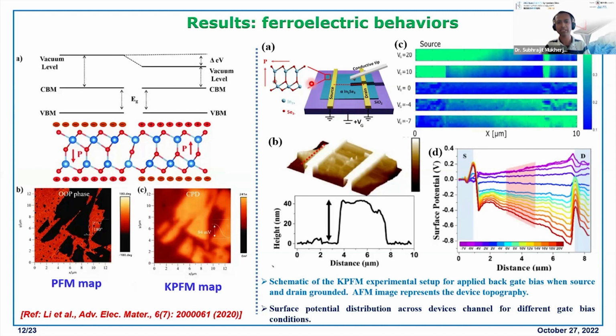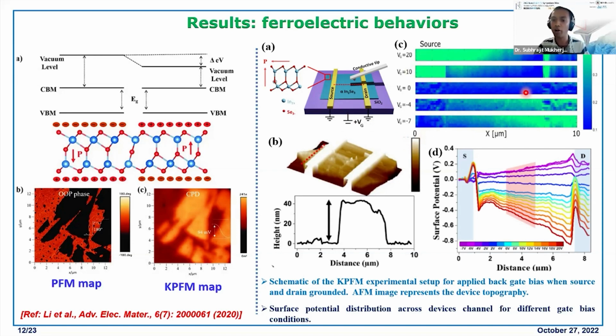This is just basically a schematic. This is the FET. We have a source and drain, and we have a gate, and the silicon oxide serves as the gate dielectric. When we measure the surface potential along the FET channel between the source and drain, we keep the source and drain grounded, and we apply voltage only through the gate. These are the surface potential maps along this channel.